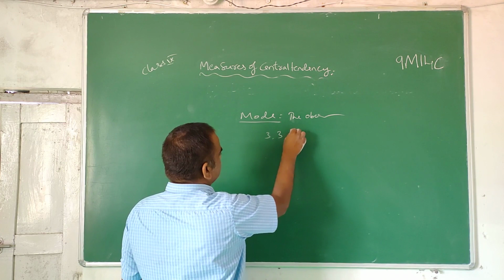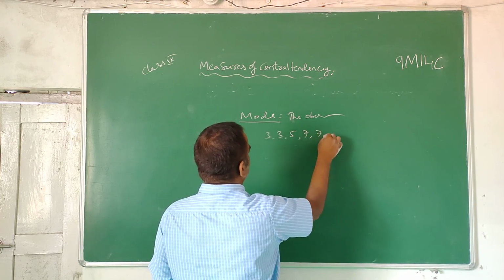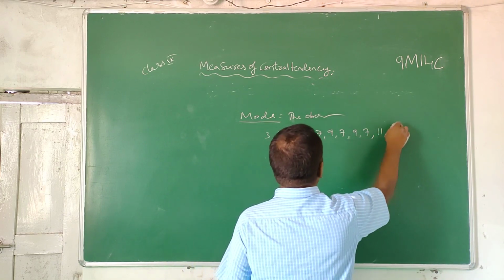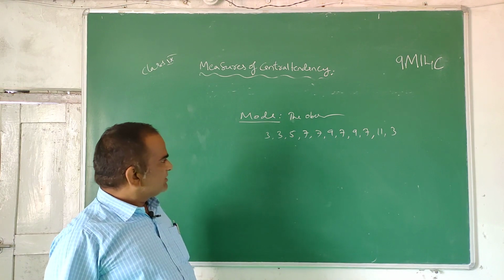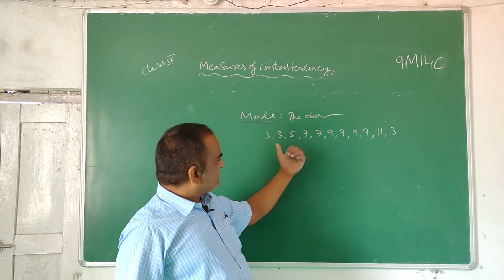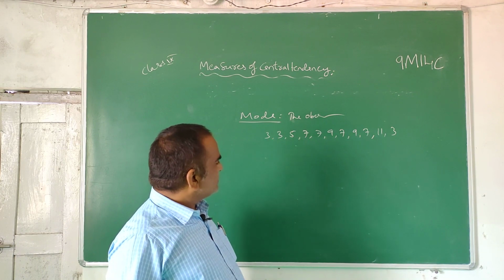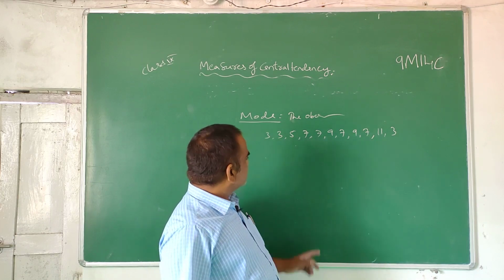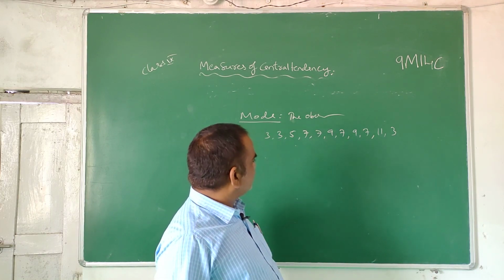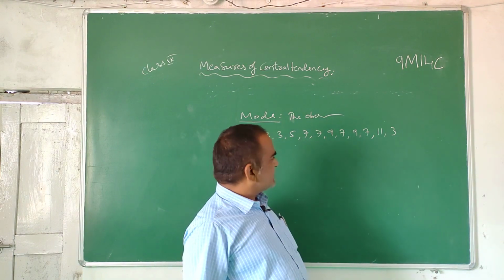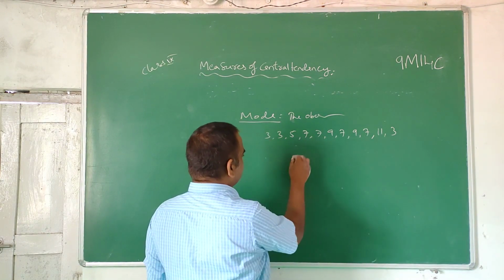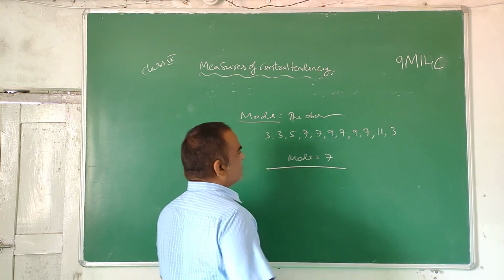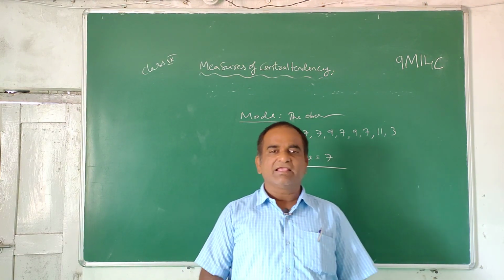For example, 3, 3, 5, 7, 7, 9, 7, 9, 7, 11, 3. For example, this is the set of observations. So 3 has frequency 3, 9 has frequency 2, 7 has frequency 4, and the rest, 5 and 11, have frequency 1. So which observation has the highest frequency? 7. So that 7 is called the mode of the observations. So here the mode is equal to 7. So mode is the observation which has the highest frequency.